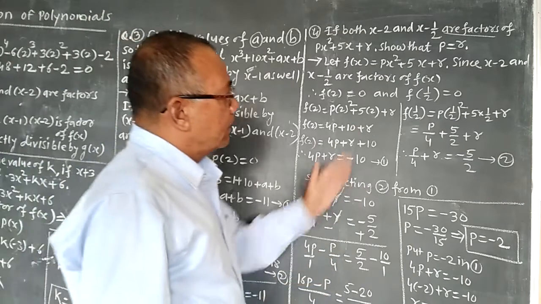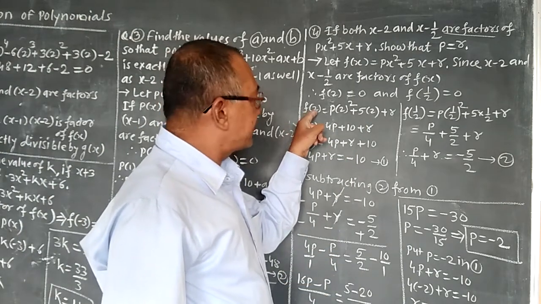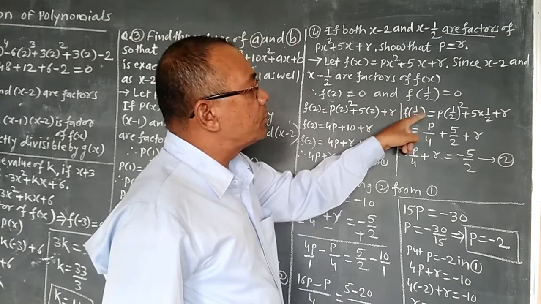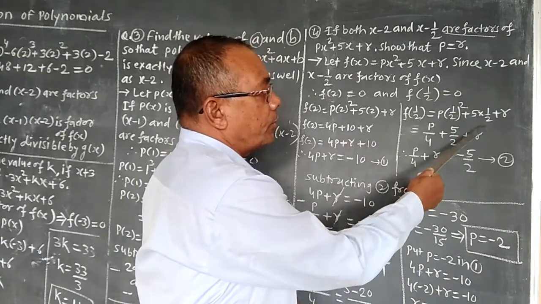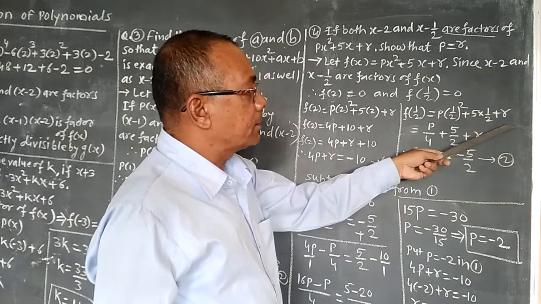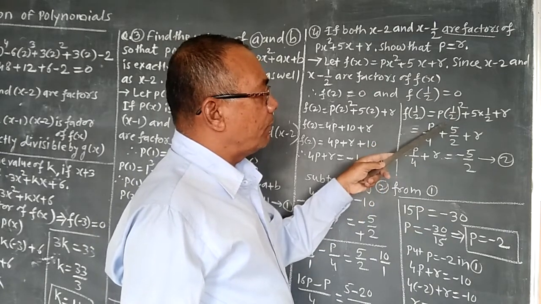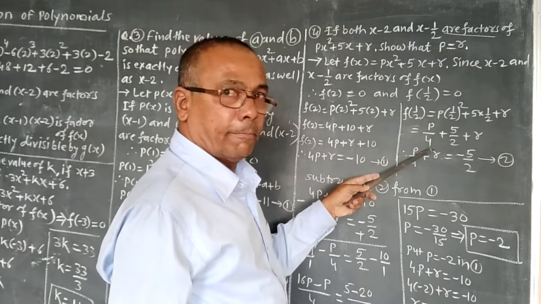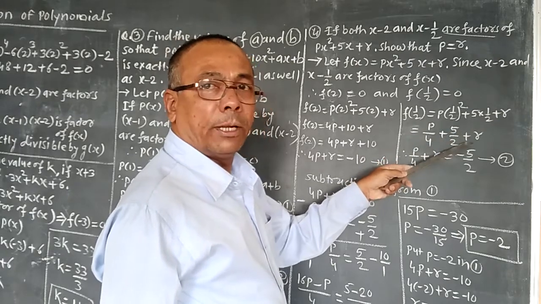So 4p plus r is equal to minus 10, and that is equation number 1. Now we have to substitute x is equal to 1 half. So f of 1 half is equal to p into (1 upon 2) bracket square plus 5 into 1 upon 2 plus r. Here square of 1 half will be 1 upon 4, and 1 upon 4 into p means p upon 4, plus 5 into 1 upon 2 means 5 upon 2 plus r.